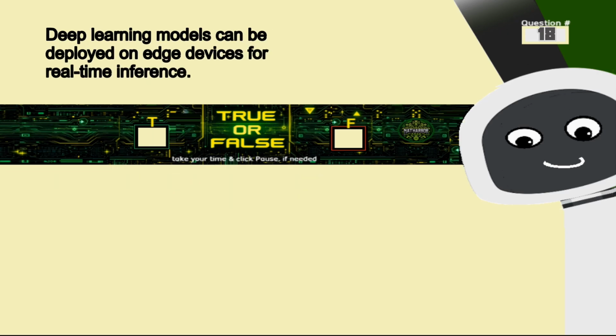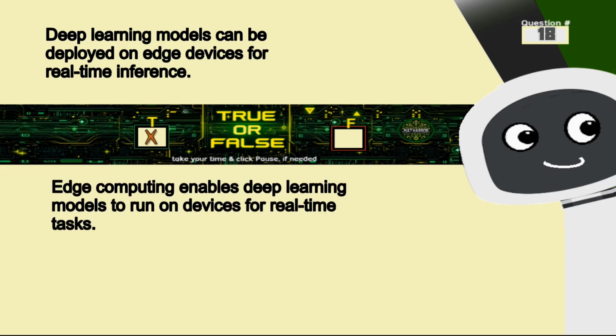True or false? Deep learning models can be deployed on edge devices for real-time inference. That's true. Edge computing enables deep learning models to run on devices for real-time tasks.